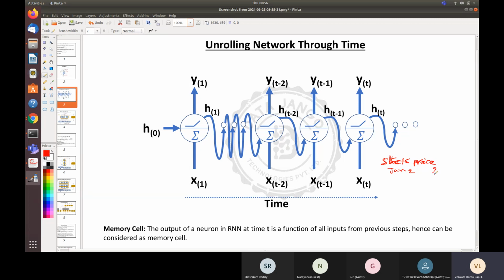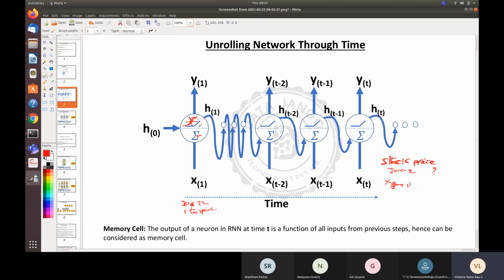So we are trying to predict stock price on Jan 2nd, X T plus 1, right? T plus 1 time step. You are trying to predict, right? This is December 22nd stock price. You fed this stock price to the first model. This sigma is a linear combination, and you are substituting that into ReLU. Generally in RNN, it is tanh.